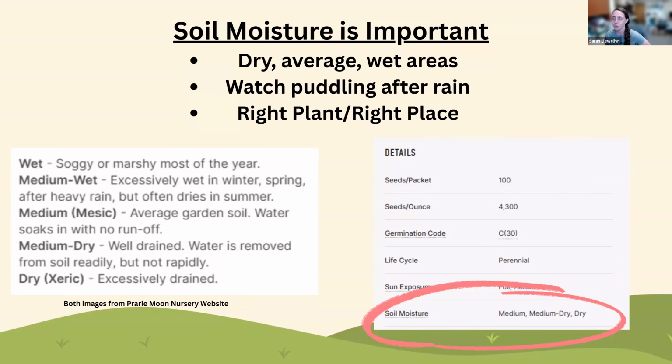The best thing you can do is, after it rains, really watch the areas in your landscape where things are puddling, where things are laying.